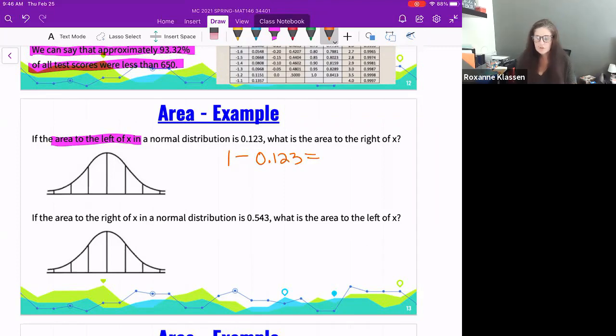All right. So let's make sense of this. If we do 1 minus 0.123, that is 0.877. What that means is, by the way, 0.123 would be about here. It would definitely be below the mean because it's basically saying the area to the left is only like 12.3%. So that's this part right here. And if we want the area to the right, that's going to be like 87.7%, right?